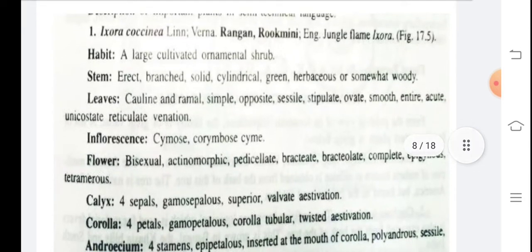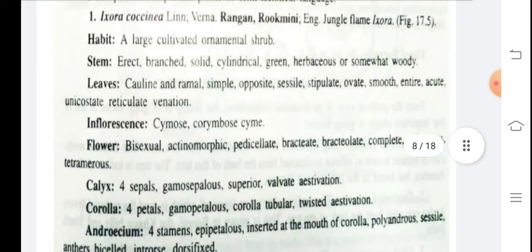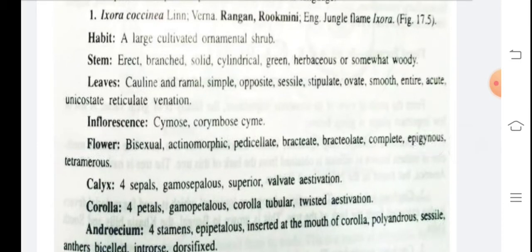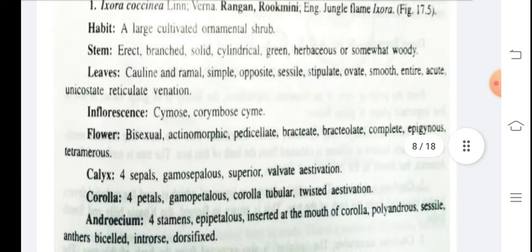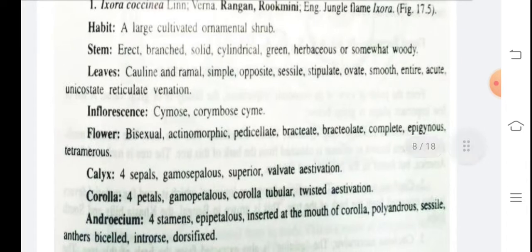So what are the characters? The habit is a large cultivated ornamental shrub. Secondly, the stem is erect, branched, cylindrical, herbaceous. Leaves are cauline or ramal, that is, on the main stem or on the branches. Then opposite, sessile, ovate, acute apex, and unicostate reticulate venation. So these are the characters of our plant. You have to study one plant in detail. Then the inflorescence is cymose, corymbose cyme type. Corymb type means the flowers are at one level, so it is grouped under this.